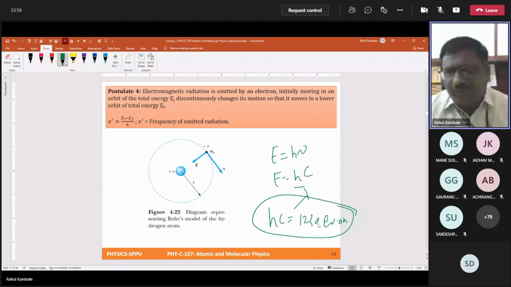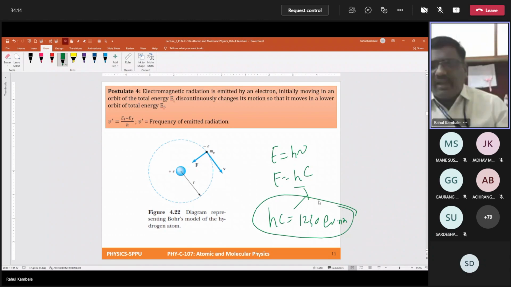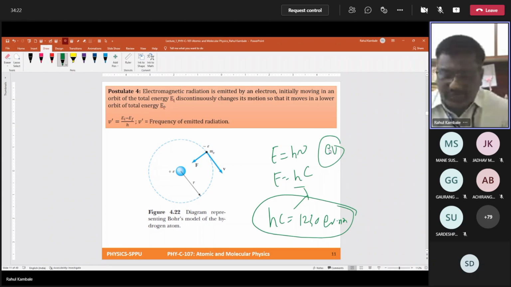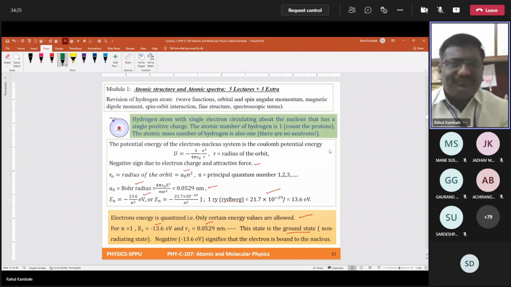This means being a physicist, this should be in our blood. Okay, this must be known. Don't say that I don't know. It is not like that. This we must know. Okay, so throughout this course, electron volt is the standard unit which we are going to use for this atomic and molecular physics.